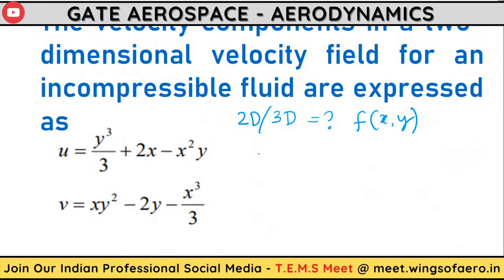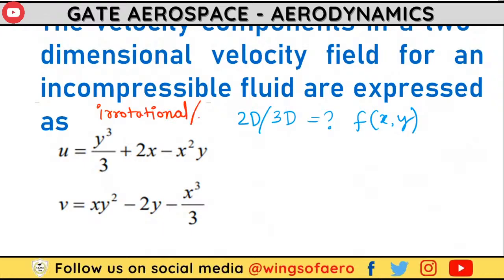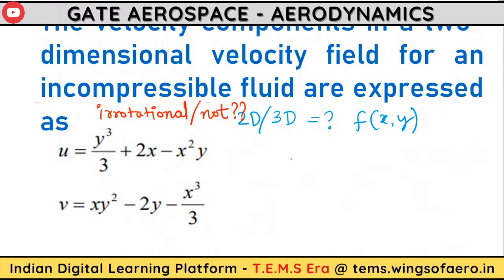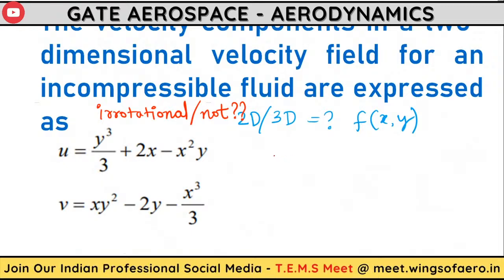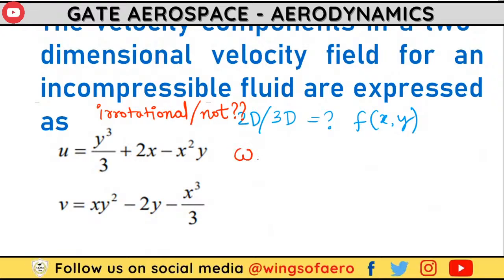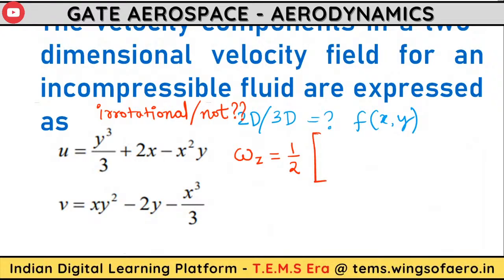Now what they have asked is to find whether the flow is irrotational or not. Which formula will you use for irrotational? Is it del square u by del x square plus del square v by del y square equal to 0? We have the angular velocity formula. You remember? Angular velocity about z is equal to half of. I hope all of you are practicing with me. Yes, ma'am.